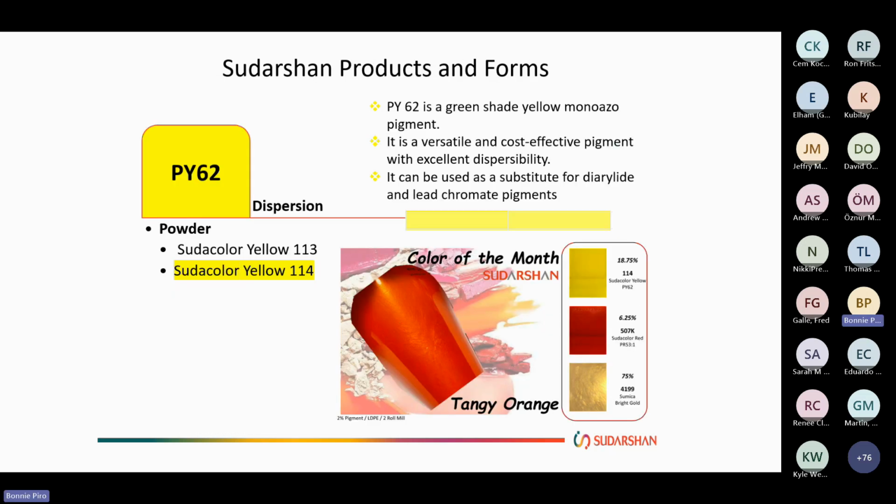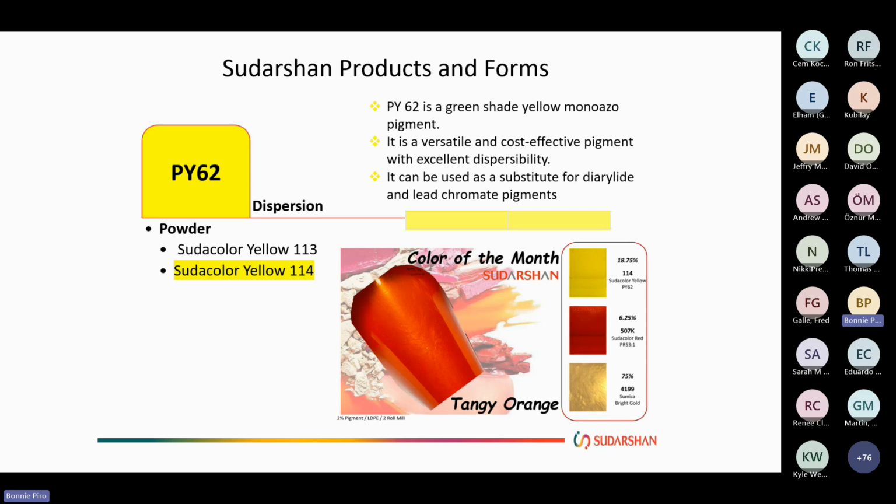Pigment Yellow 62, of course, is also a green shade in there. It's very cost effective with excellent dispersibility. And a lot of times it can be substituted for diarylides as well when there is some potential heat issues with that one. These two products come from the Legacy Sudarshan side. And as I did last month, I also am providing some color design options using some of these pigments.